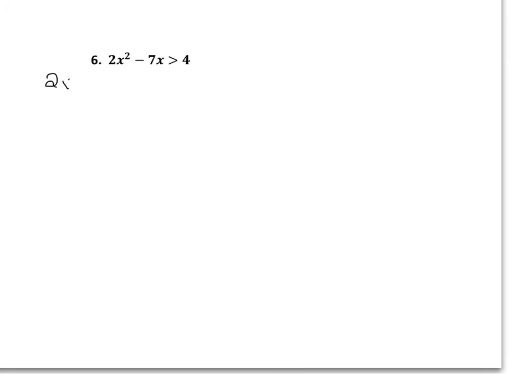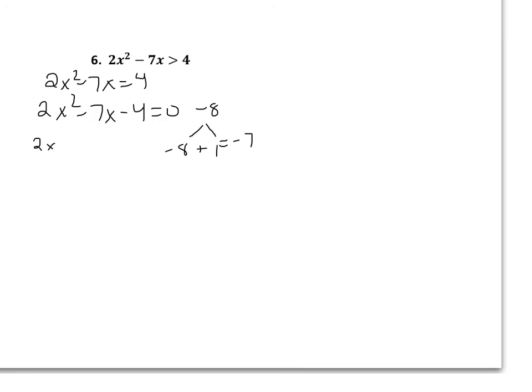Okay, so 2x squared minus 7x equals 4. 2x squared minus 7x minus 4 equals 0. So what multiplies to -8 and adds to -7? -8 and positive 1. So you have 2x and x, because that's what equals 2x squared. What do I multiply 2 by to have it equal -8? -4. What do I multiply 1 by to have it equal 1? 1. So you're going to get, and that equals 0.